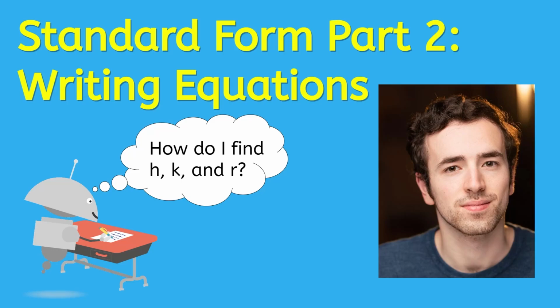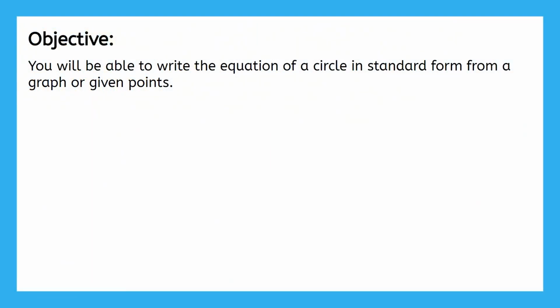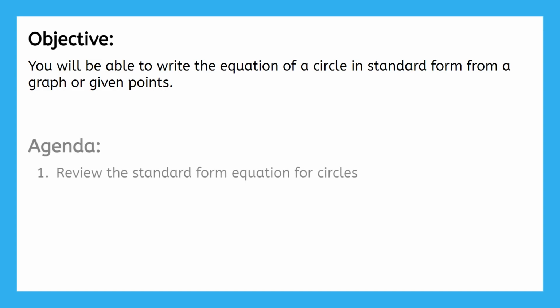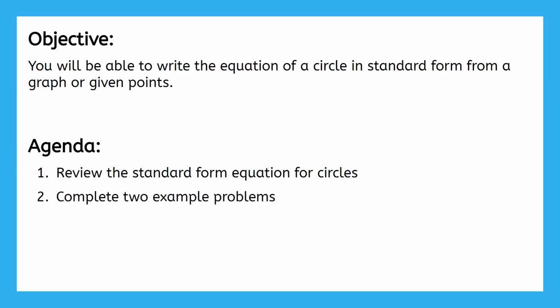In this lesson, we're going to be taking the standard form equation of circles and working backwards. Instead of being given an equation like you were in the last lesson, our goal is going to be to write an equation. By the end of this lesson, you will be able to write the equation of a circle in standard form from a graph or given points. First, we'll review the standard form equation for circles. Then, we'll complete 2 example problems.